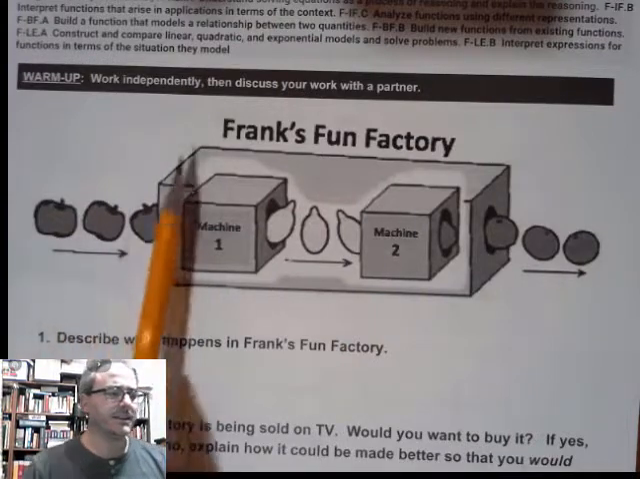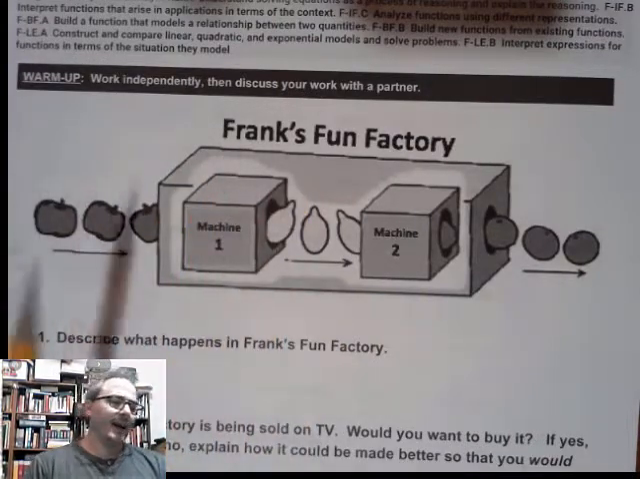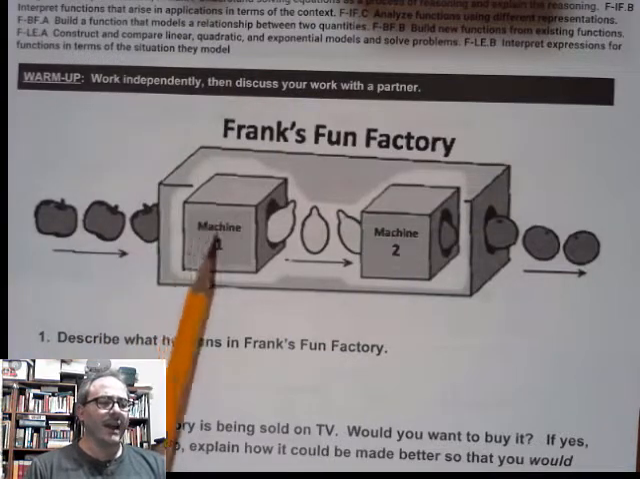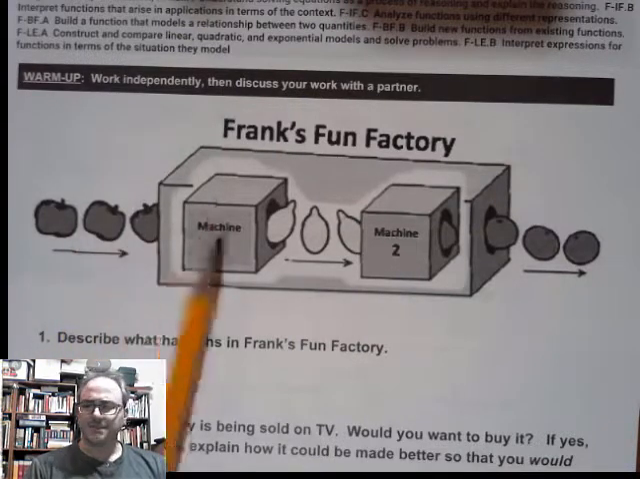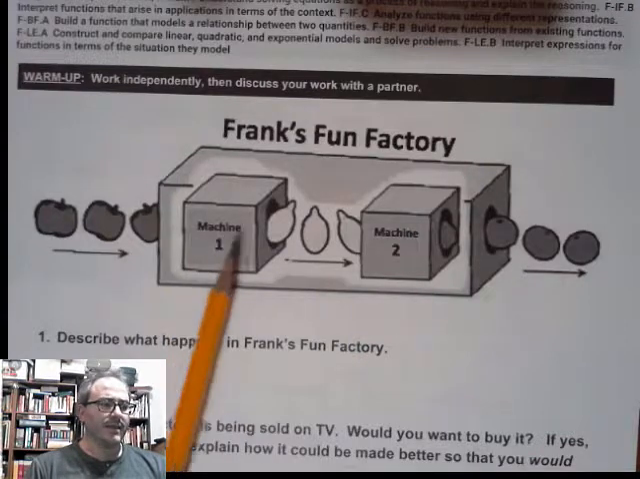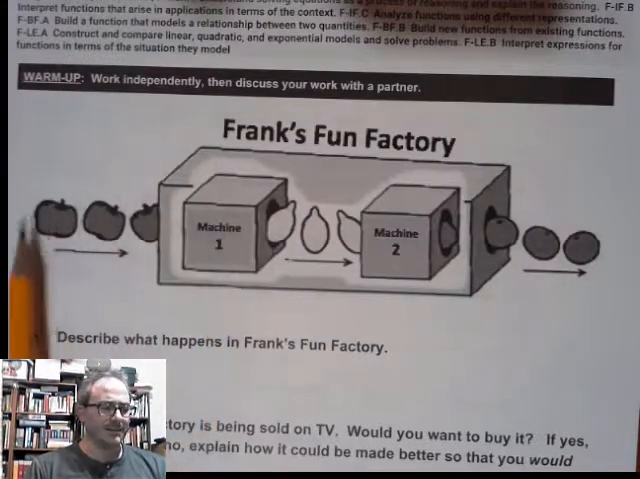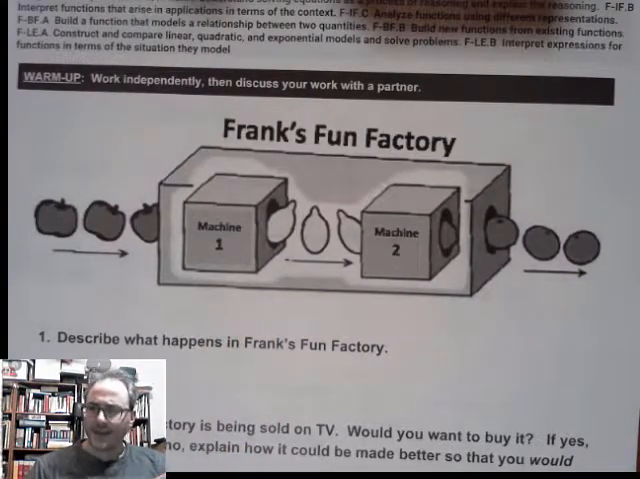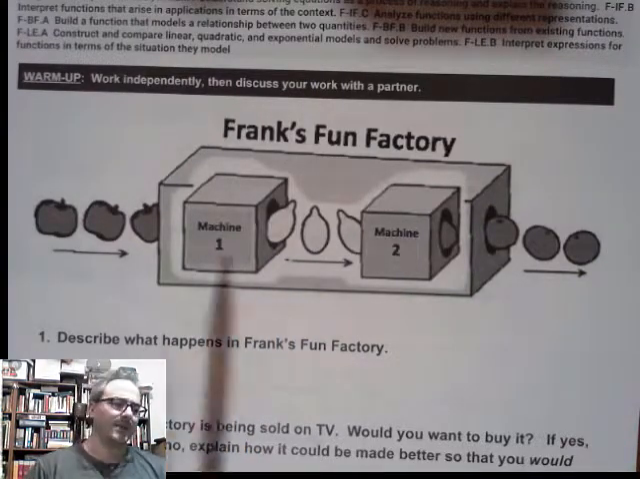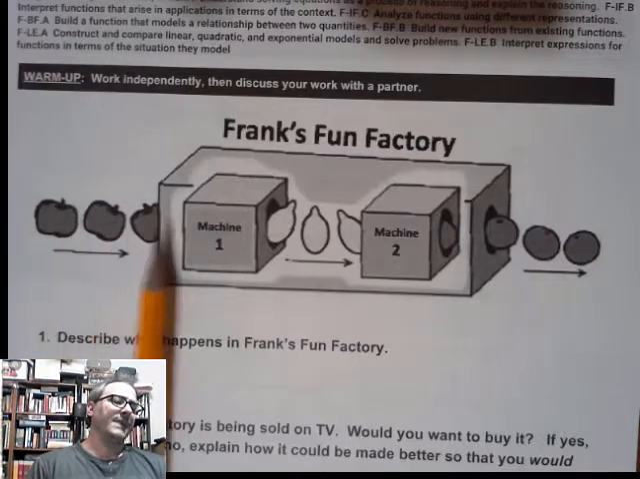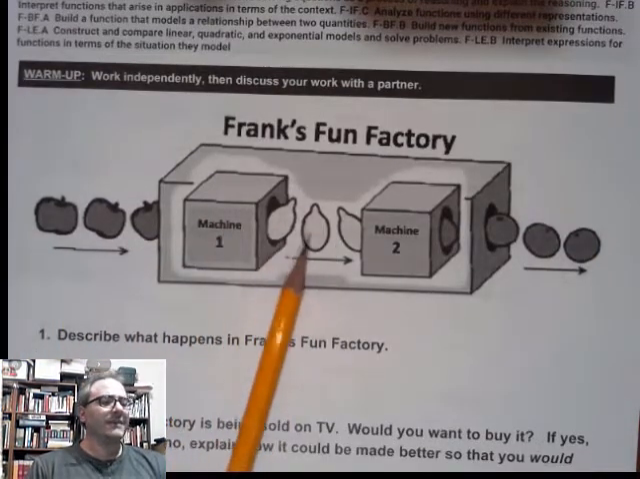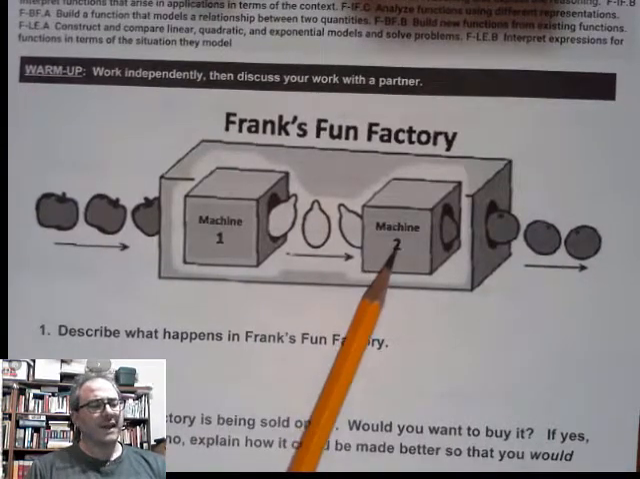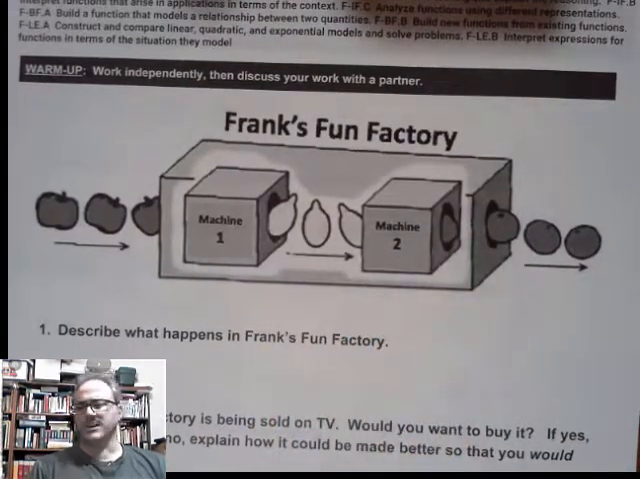All right. So this is Frank's Fun Factory, and we got apples going into Frank's Fun Factory, and then after the apples go into machine 1, they come out to be lemons. That's what's happening. Apples are going in, lemons are coming out, just like a function. X's go in, f of x's or y's come out. Then the lemons get put into machine 2, and after the lemons go into machine 2, oranges come out.